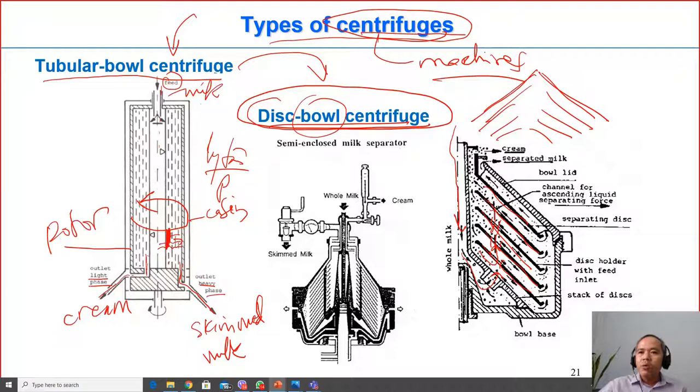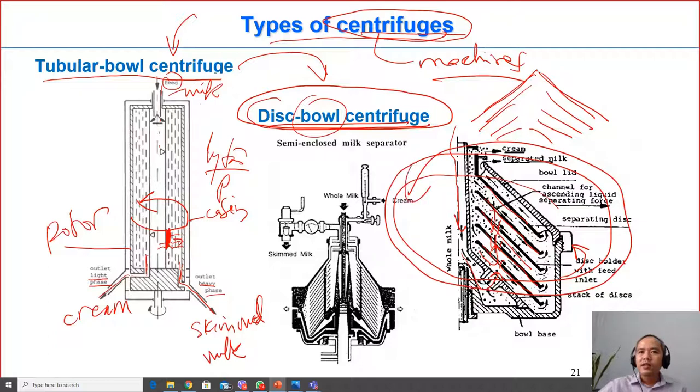And then the whole stack of cones will be rotated very fast, like this. Okay. When the rotation occurs, the centrifugal force will bring the heavier fraction to the border and push the one with lower density to the center. So the cream will go to the center and up, and there is an opening here to collect the cream.